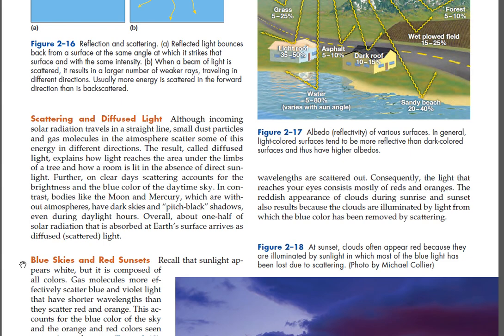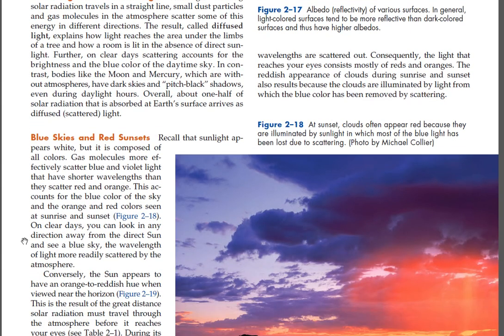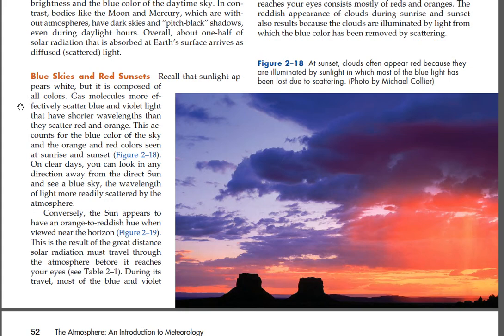Blue skies and red sunsets. Recall that sunlight appears white, but it is composed of all colors. Gas molecules more effectively scatter blue and violet light that have shorter wavelengths than they scatter red and orange. This accounts for the blue color of the sky and the orange and red colors seen at sunrise and sunset, Figure 218. On clear days, you can look in any direction away from the direct sun and see a blue sky, the wavelength of light more readily scattered by the atmosphere.